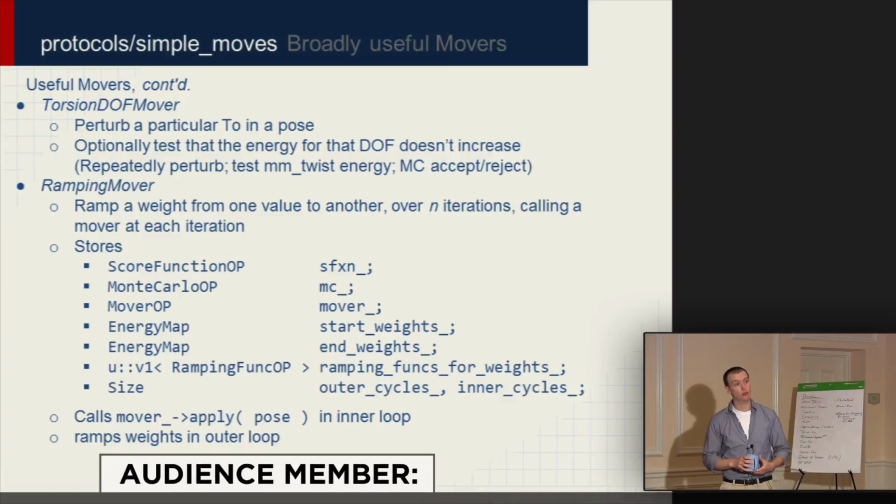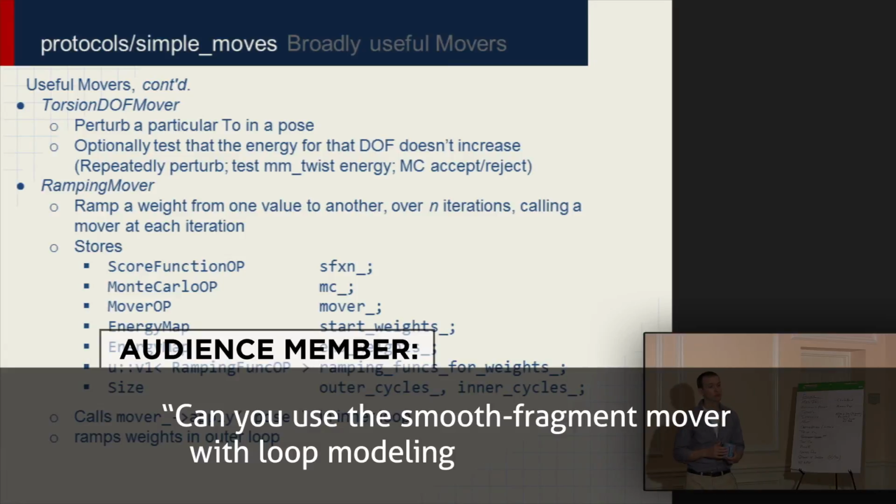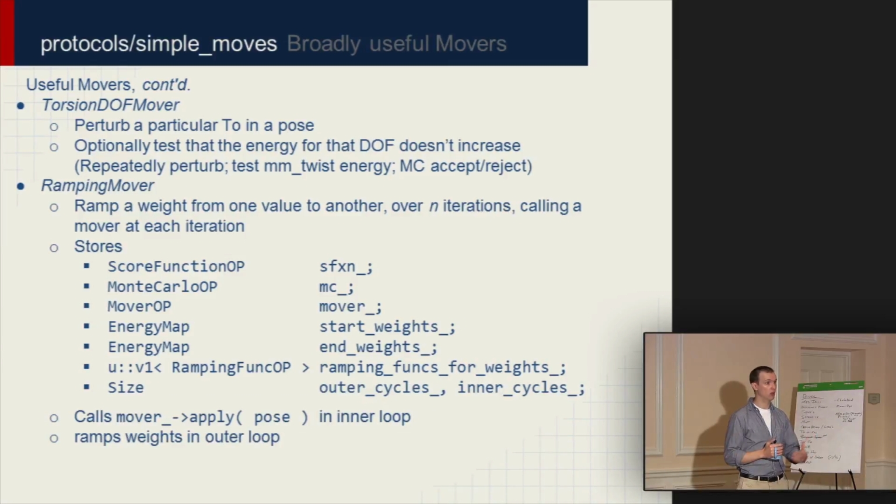So yeah, Joe asks about the smooth fragment mover with the boot model. You can use any mover in any context. Like if you were creating your own loop modeling application, then you could use the smooth fragment mover. You could invoke it. You just have to create the appropriate inputs for it. You'd have to be able to initialize it. But that's totally within the realm of possibility.